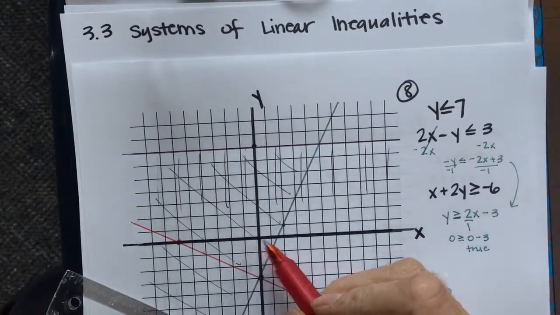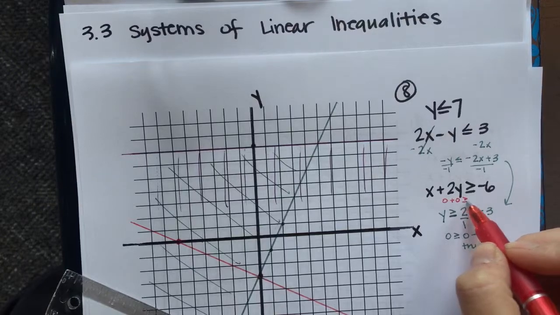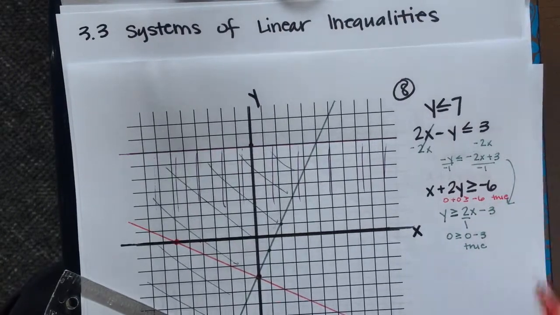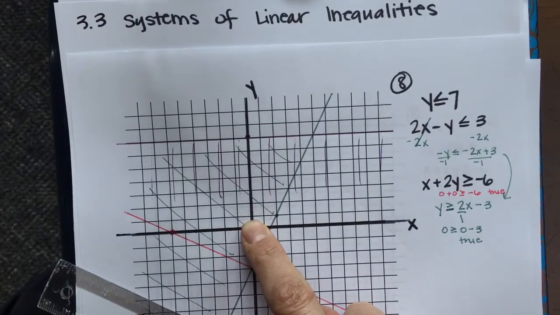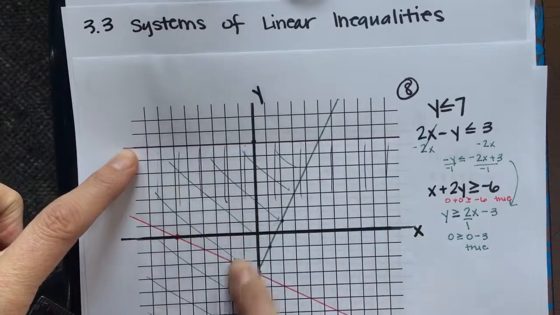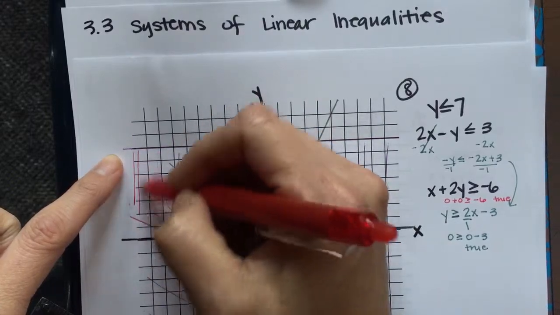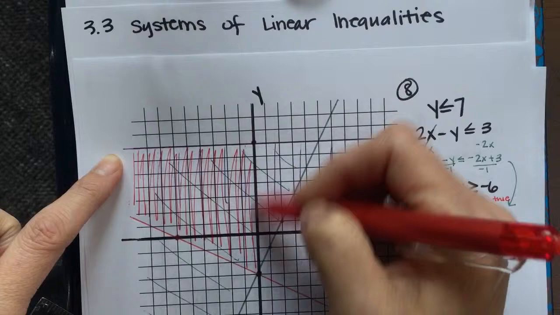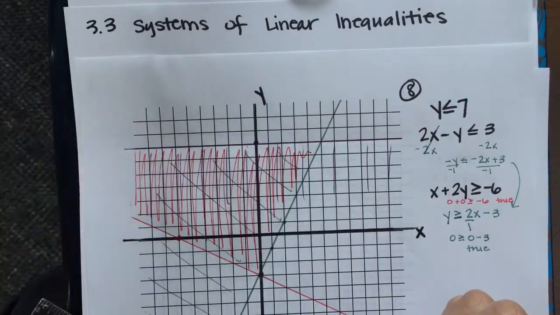And if I test 0, 0 again, I get 0 plus 0 is greater than or equal to negative 6. That is true, and that's right here above the red line, so that means that my shading is going to be above that red line. I already had it in this shape right here, so now above the red line in that shape, now we're going to do some darker shading. And it ends up in this area right here, which if I had a bigger graph would continue and make a triangle.